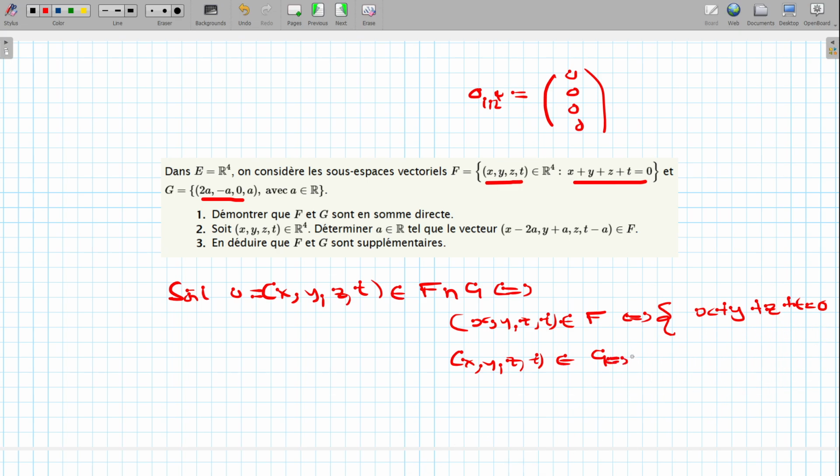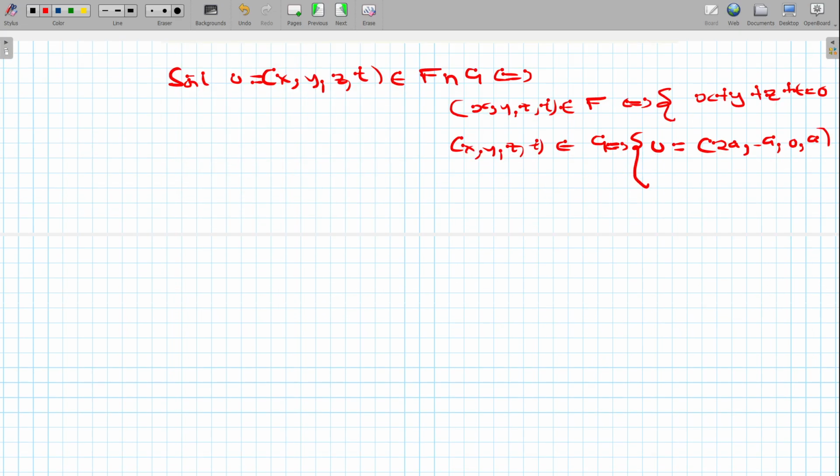So this is equivalent to saying that the vector u is equal to (2a, -a, 0, a), like so. So this is what we have. Here we can simplify things. Let's continue here.